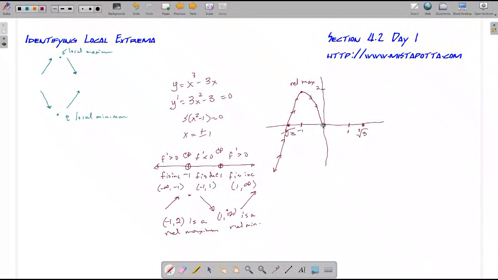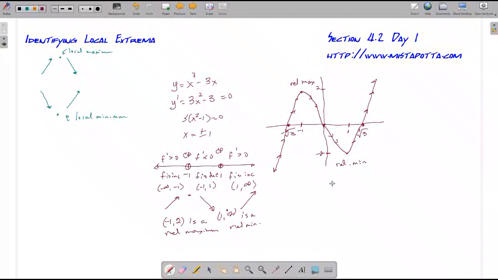So I'm going to continue decreasing until I reach 1, negative 2. My function is decreasing, but then my function starts to increase again. For values of x greater than 1, my function is increasing, and so this point here is a relative minimum. So I get a lot of information about the behavior of my graph just by looking at the first derivative, because the first derivative identifies critical points, and the first derivative also identifies where my graph is increasing or decreasing.